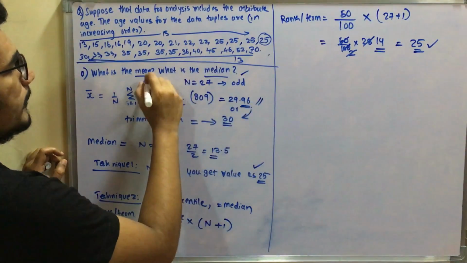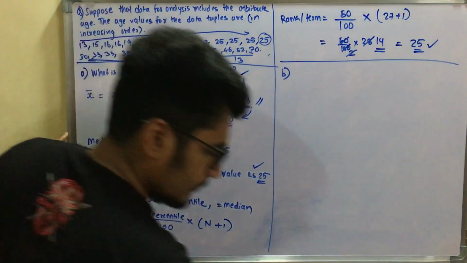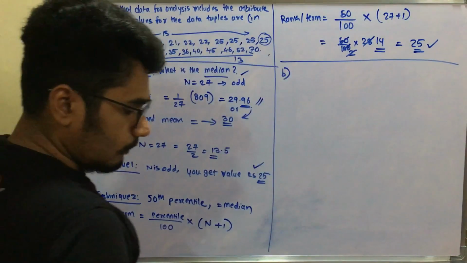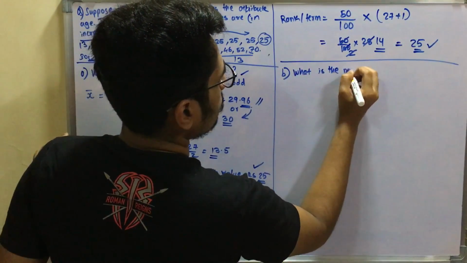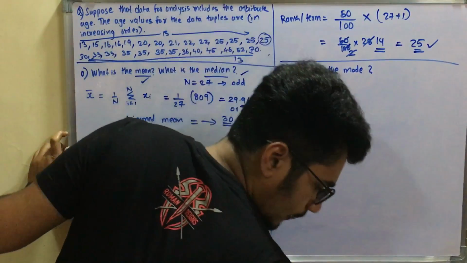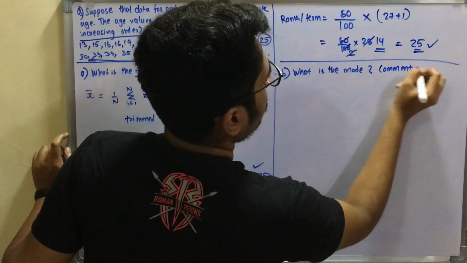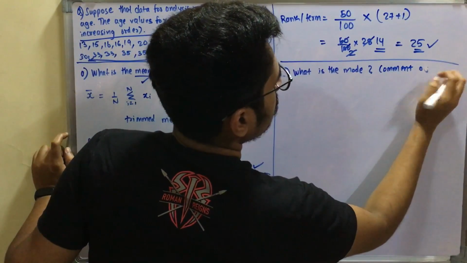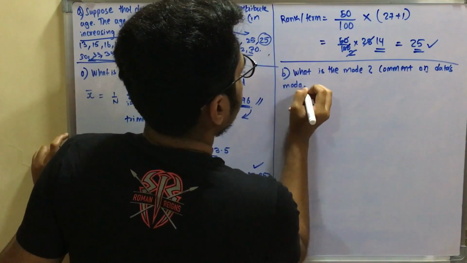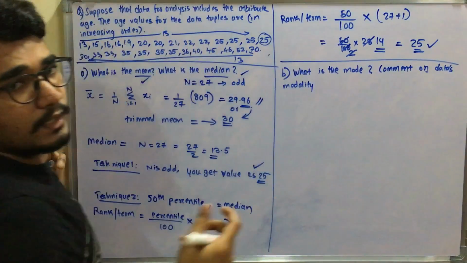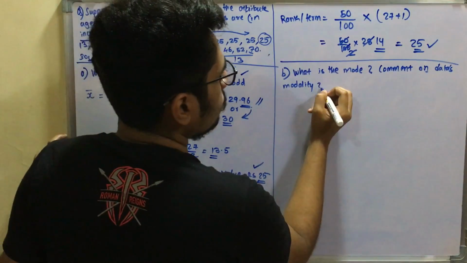So we calculated the median as well as the mean. Next we go to the second question, where they are asking what is the mode of the data. What is the mode? And you have to comment on the data's modality. Modality means whether it is unimodal, bimodal, trimodal or even multimodal. So you have to comment on that.